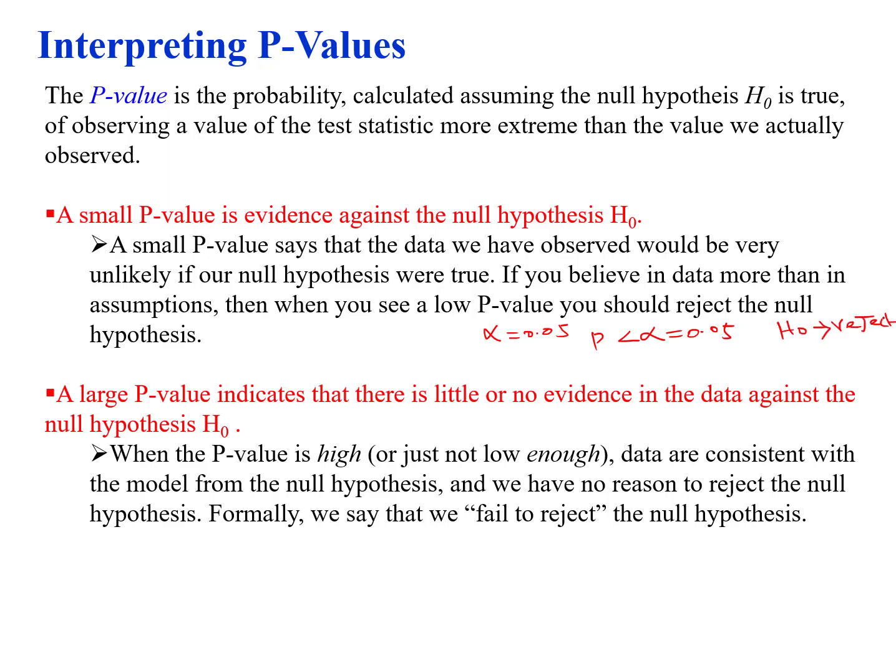A large p-value indicates that there is little or no evidence in the data against the null hypothesis. If p is greater than, let's suppose, this value, which normally depends on the analysis, then we will accept H naught. When the p value is high, or just not low enough, the data are consistent with the model from the null hypothesis and we have no reason to reject it. Formally we say that we failed to reject the null hypothesis.